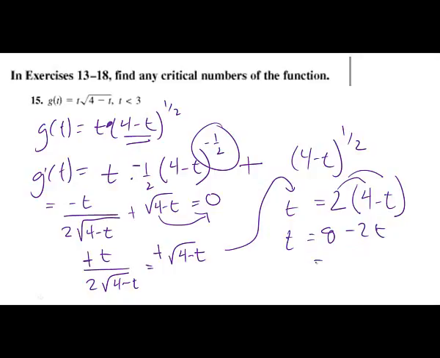I got to get the 2t to the other side. How are we going to do that? Add it. So 3t. So t is equal to 8/3 would be our critical number.